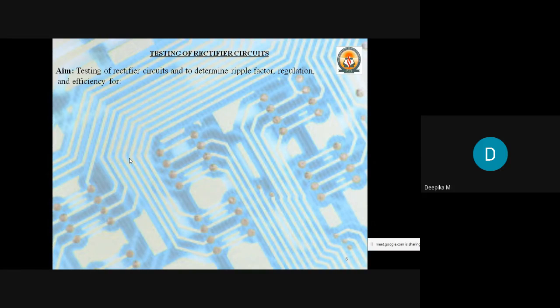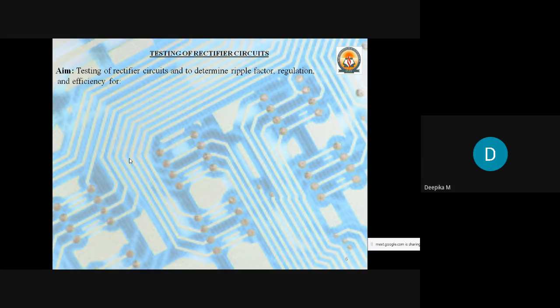So that is actually the basic application of the diode. In this experiment, the aim is the testing of the rectifier circuit. That means we are going to rig up the circuit and test whether the output is in the required form or not. So that we are going to study in this.